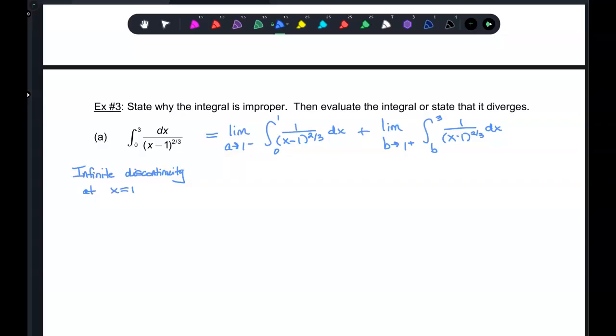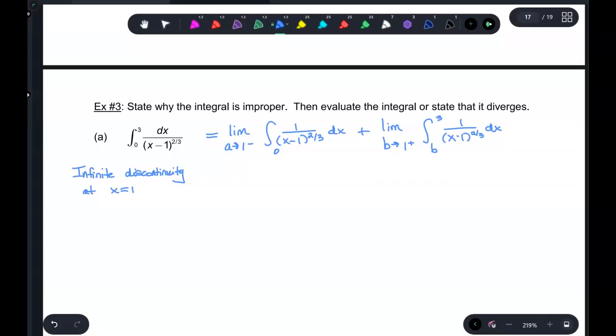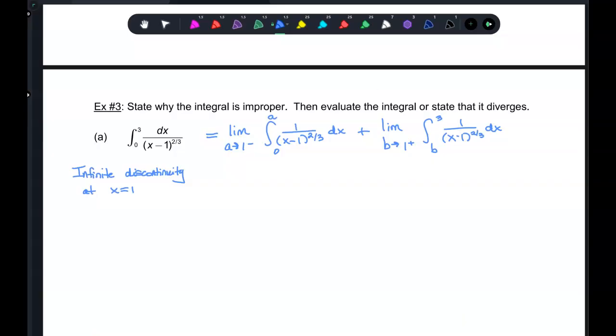Is that okay? Oh, I just realized I put 1 here. I want to make that an A. Sorry. Okay. Now we'll do the integral. So this is the first.